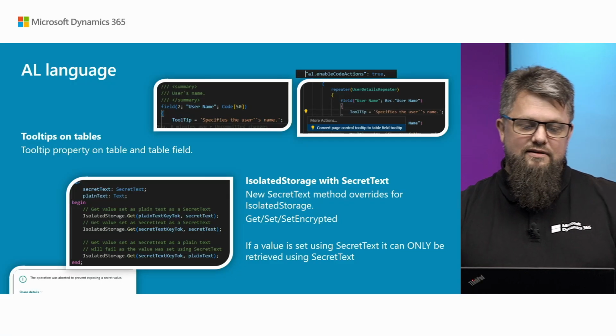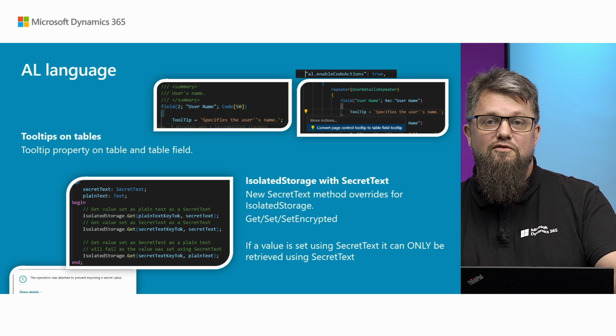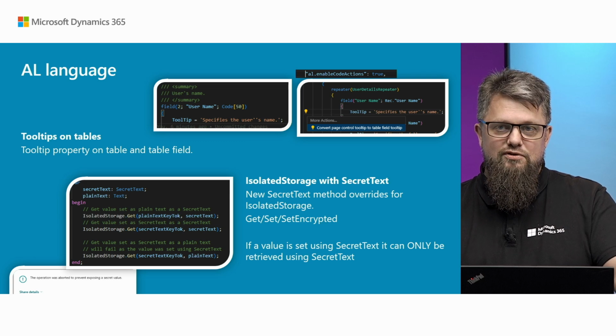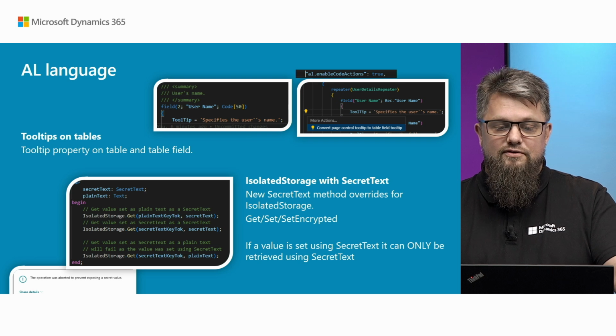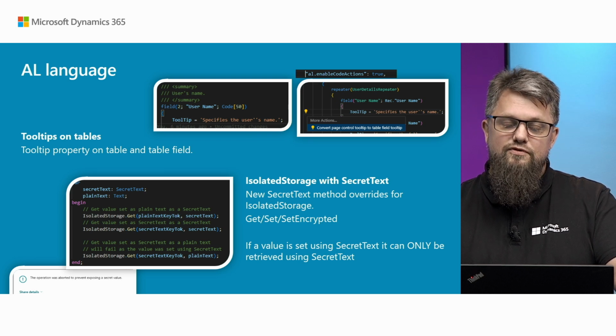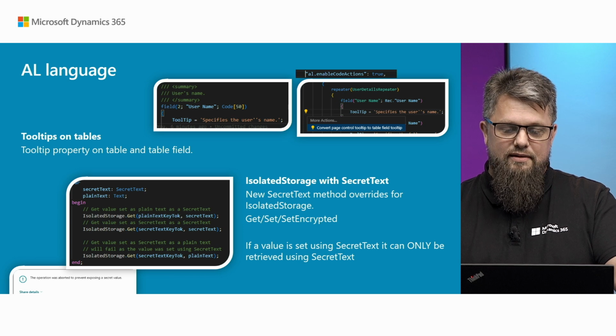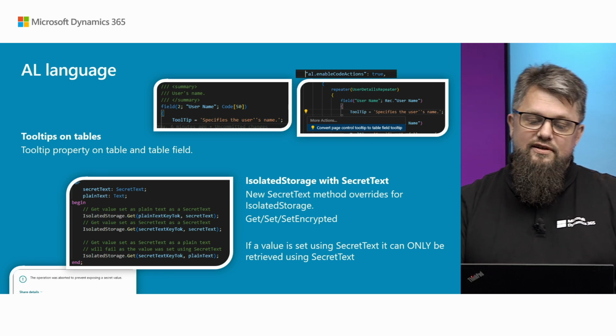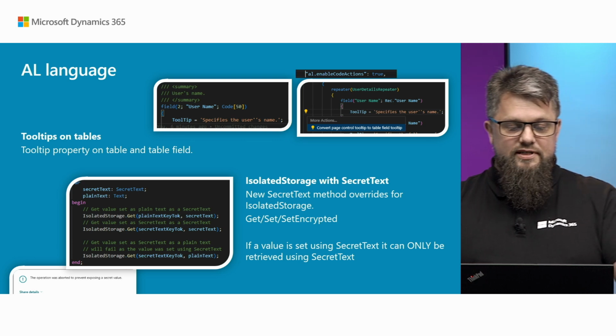Yes, let's talk about the language and the changes we've made here. Let's start with tooltips on tables. We now have the ability to add tooltips to tables, and you can now reuse tooltips across all your pages if they're on the tables. And if you have code actions enabled, you can also use the new code action to move tooltips from pages into tables. For isolated storage, we added support for secret text.